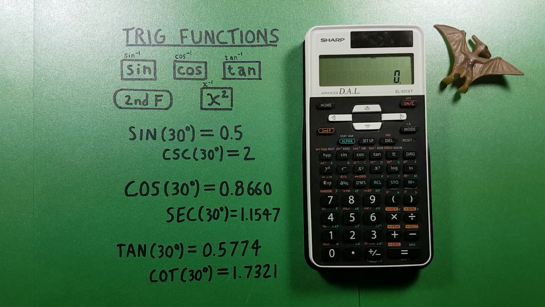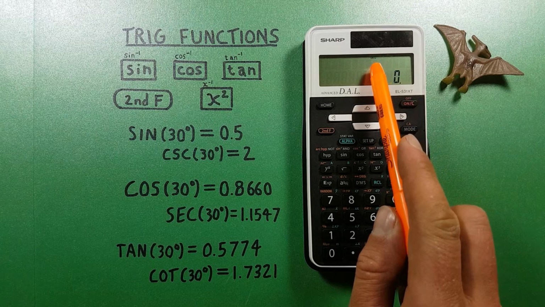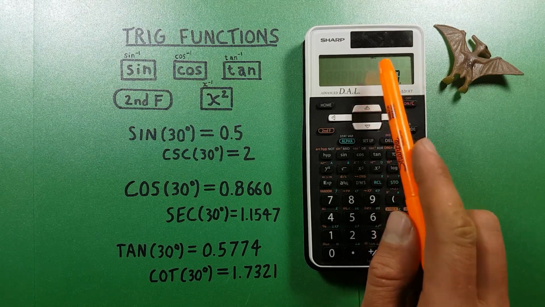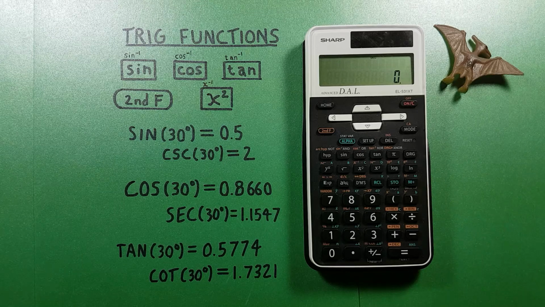Now, these examples will all be using degrees, so the first thing we want to do is make sure our calculator is set to degrees mode. We can see what mode it's set to by looking up here on the top of the screen. You can see mine says DEG, meaning it's in degrees mode. But if yours is in rad or grad, you're going to need to change it.